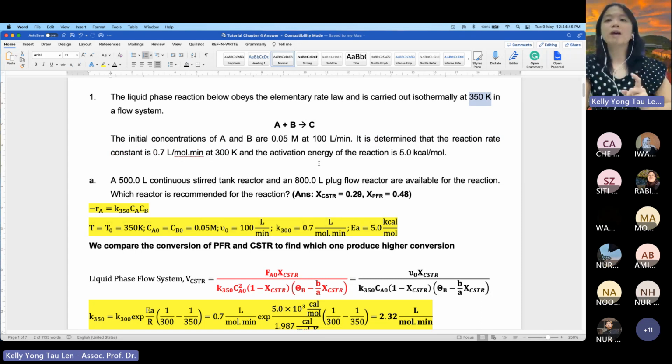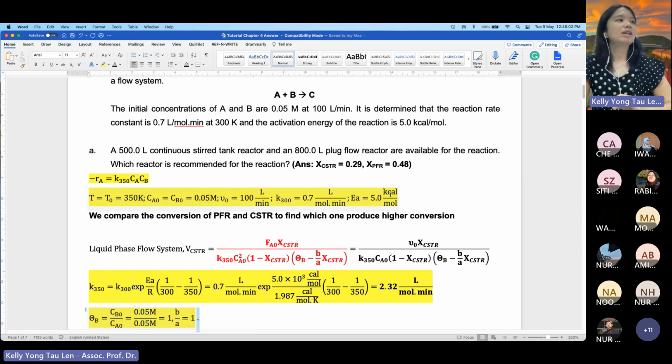Although they give us K, the K they give us is at a different temperature. And this is activation energy, which is your EA. You should know by now, activation energy EA is 5 kilocalorie per mole. So that's all the information that you have from the question. The first two lines in yellow are what we get from the question, and we also calculated theta B.